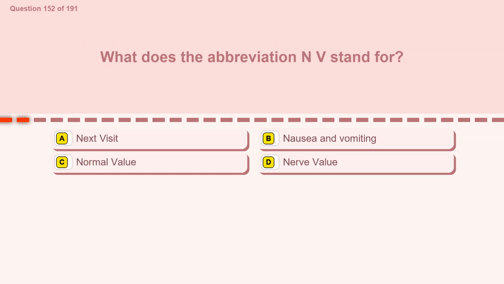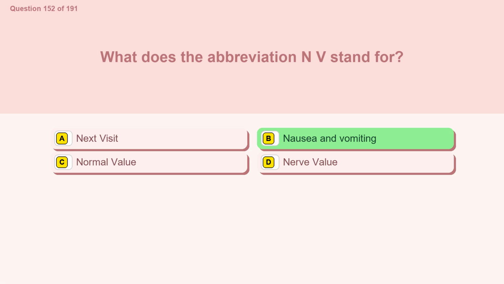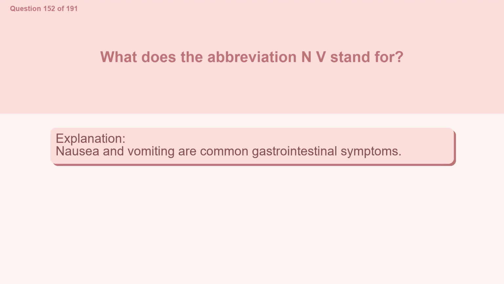Question 152. What does the abbreviation NV stand for? Option A, next visit. Option B, nausea and vomiting. Option C, normal value. Option D, nerve value. The correct answer is option B, nausea and vomiting. Nausea and vomiting are common gastrointestinal symptoms.